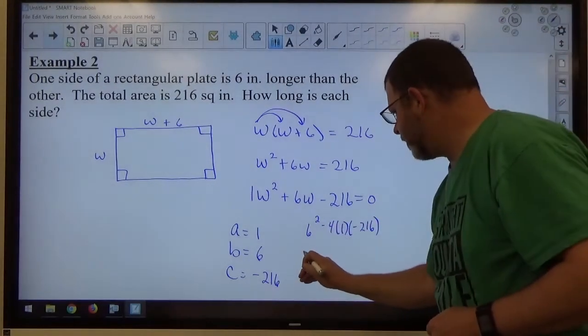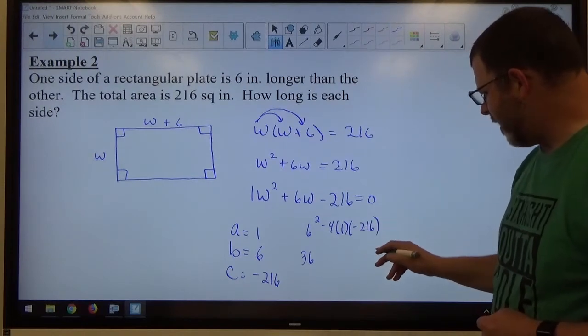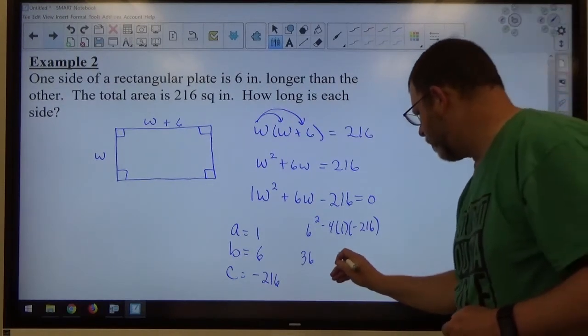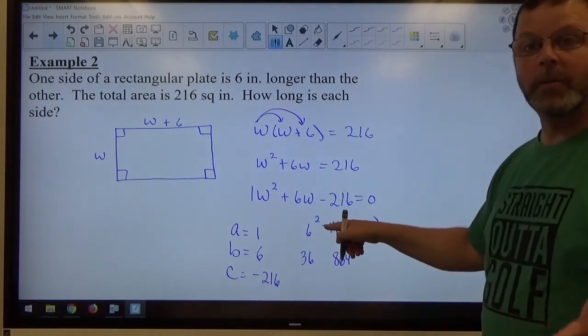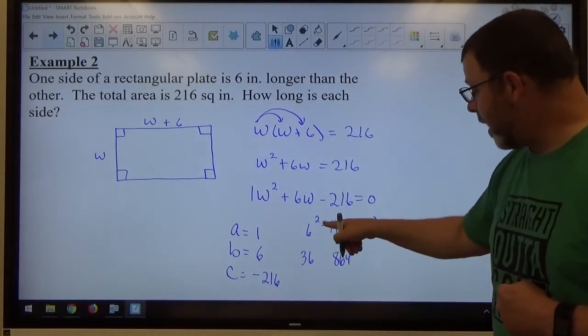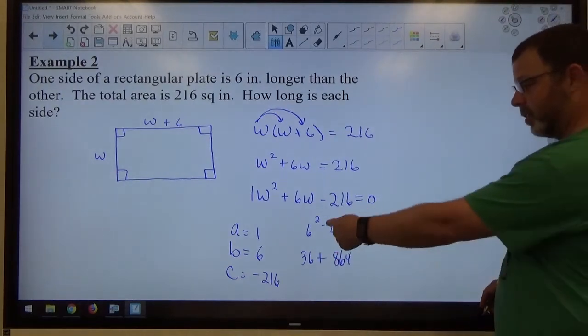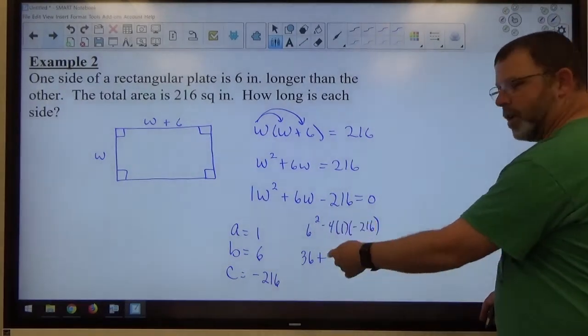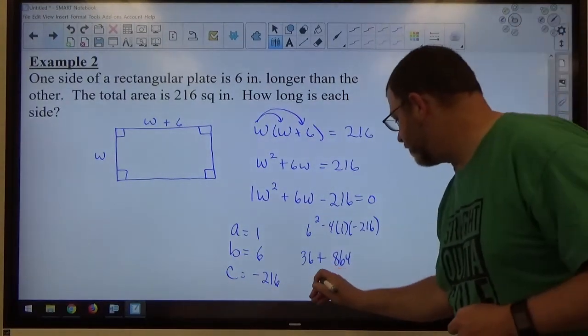6 squared is 36. 4 times 1 times 216, that's 864. And notice though that we have minus, it's always subtracted, B squared minus 4AC, but minus being multiplied by negative changes it to addition. So again, the formula says to subtract, the multiplication changes it to addition. That happens quite often. 864 plus 36 equals 900.